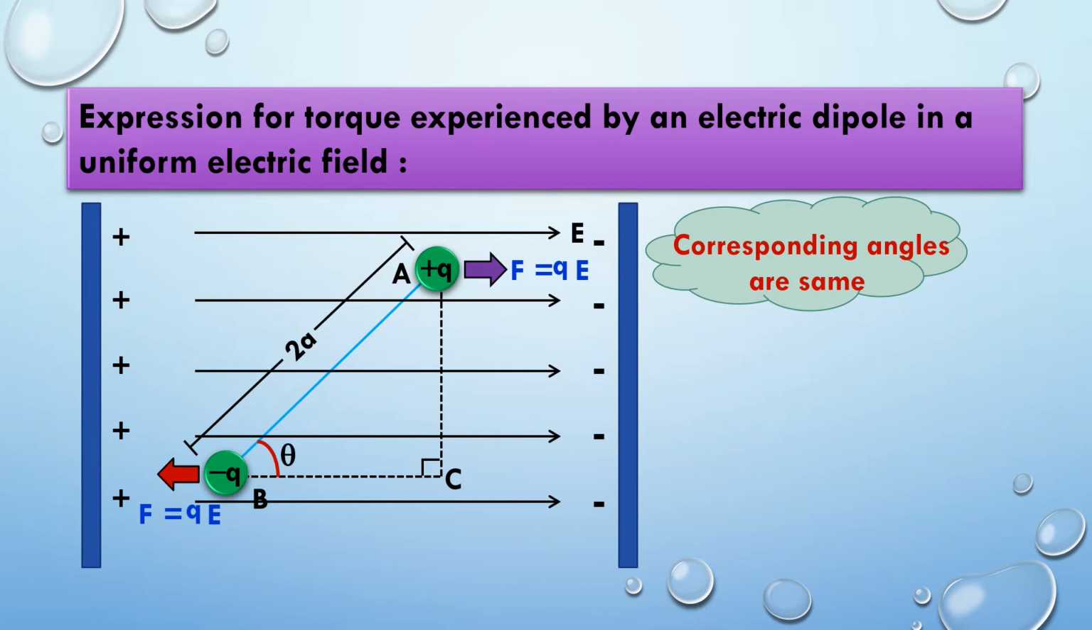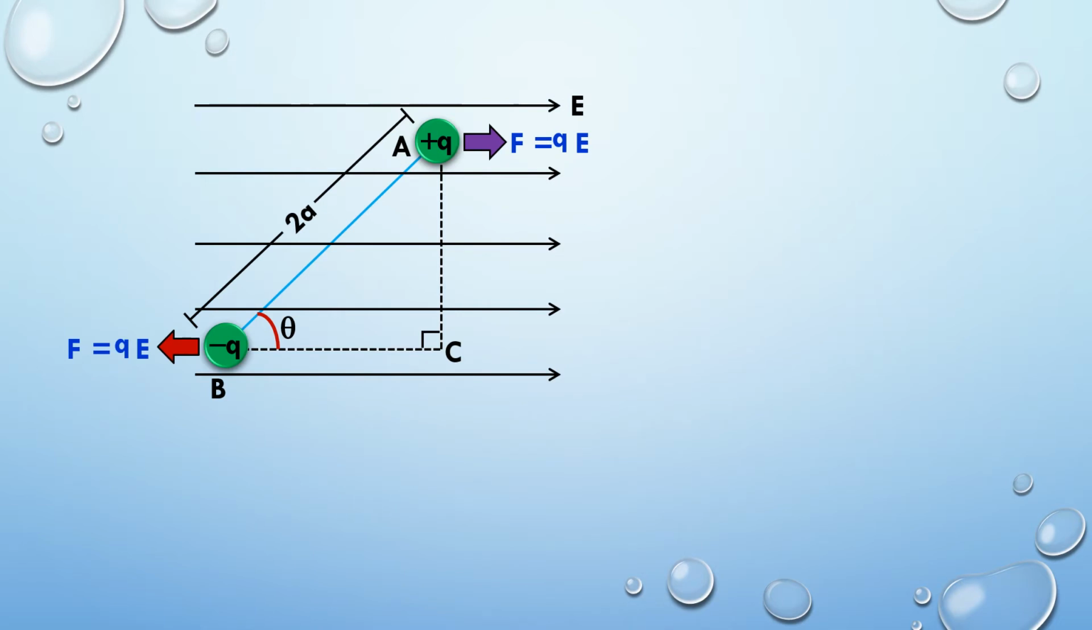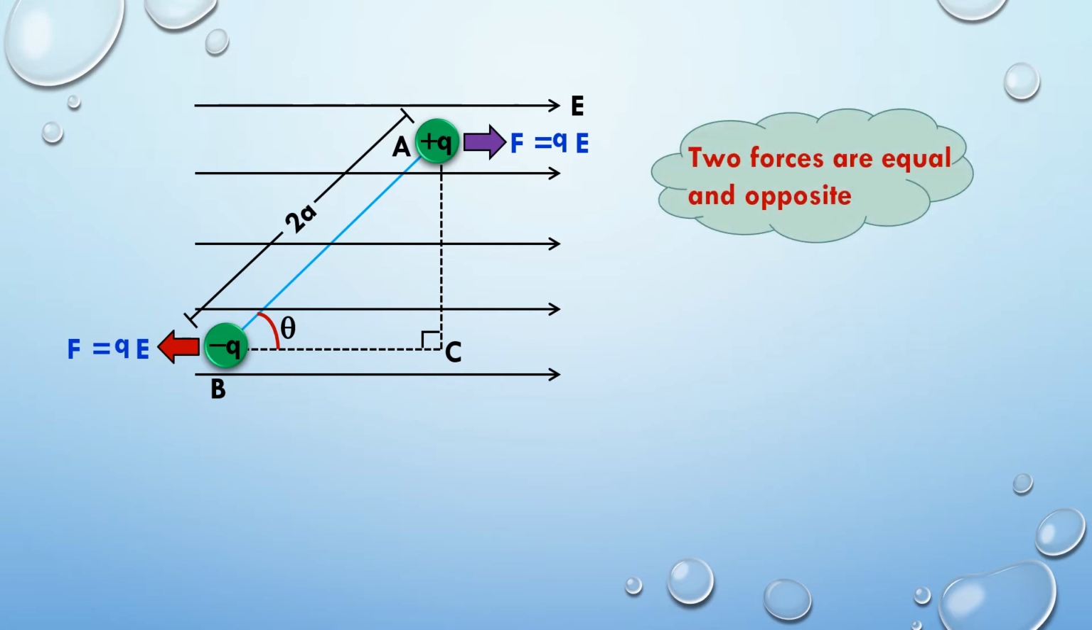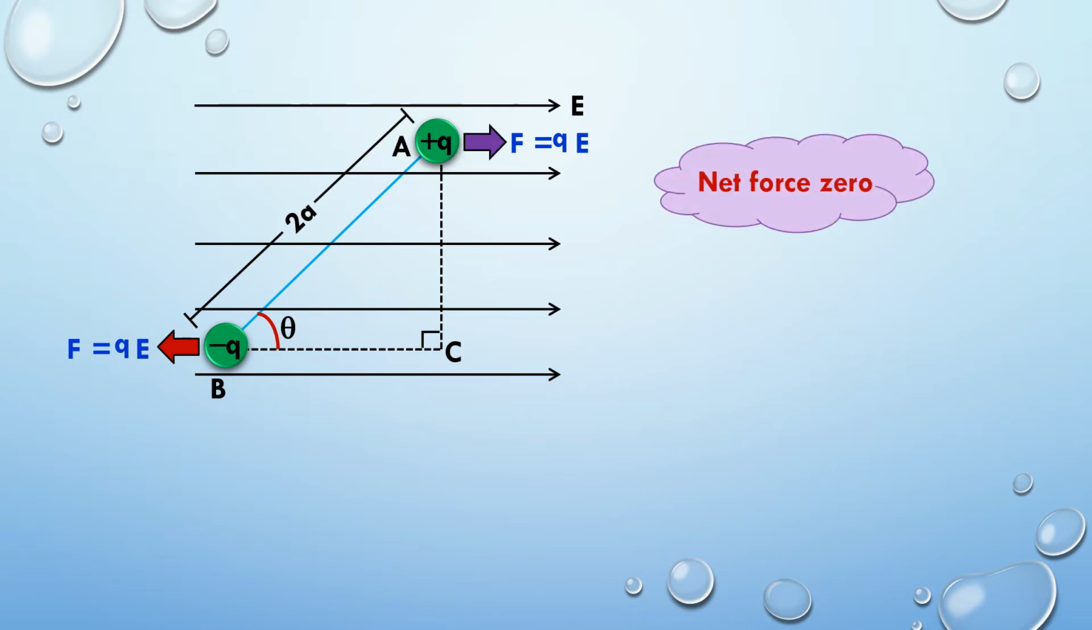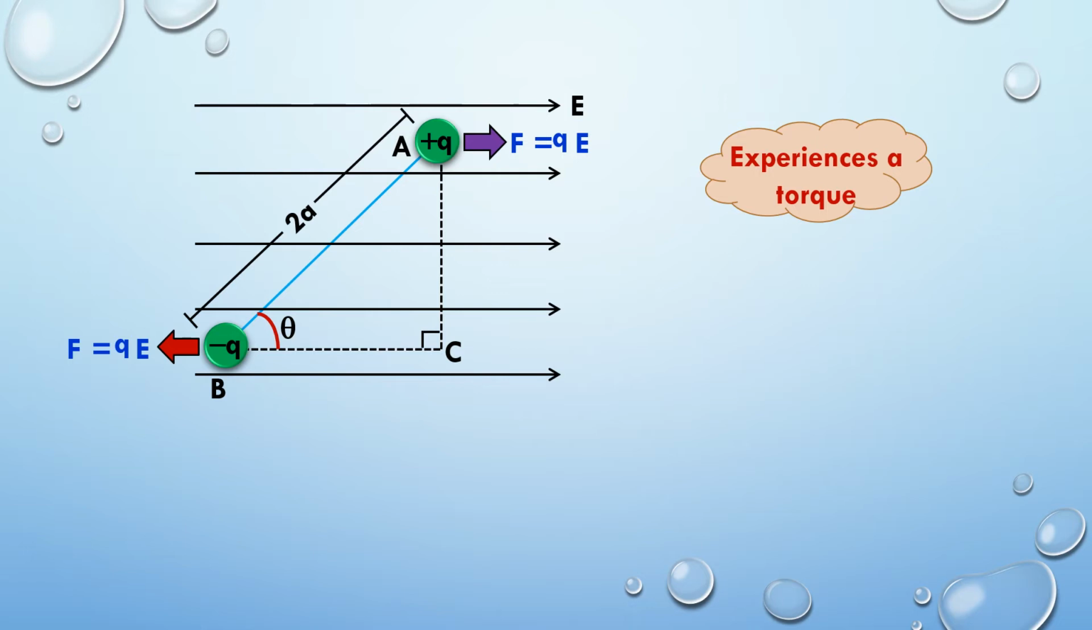Next, considering the same diagram now, since both the forces are equal and opposite in magnitude, what we have is a couple, or you can say two forces which are equal and opposite to each other. Hence, the net force acting on it is equal to 0. Now, as the net force acting on it is equal to 0, it gives rise to a couple, where a couple produces a rotatory effect, so we can say that the electric dipole experiences a torque.